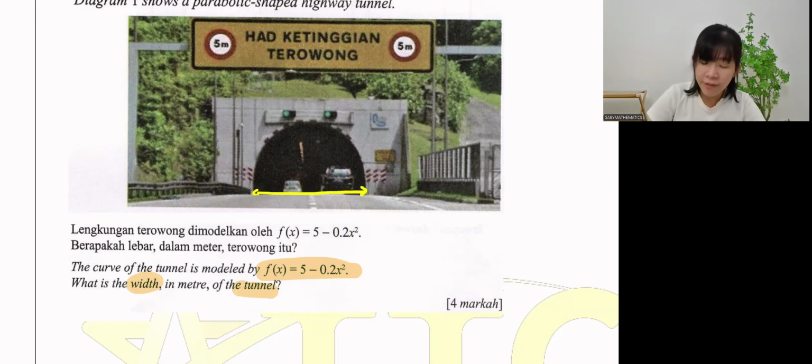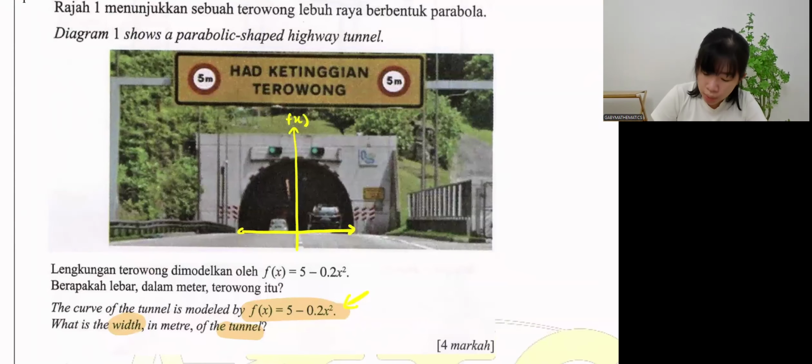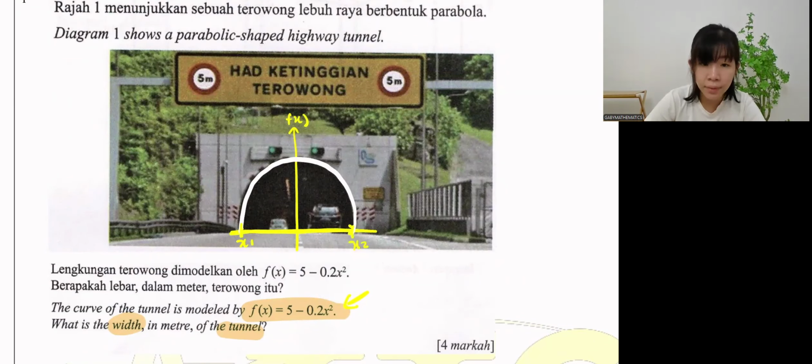They use a function to model it, which means you can draw the y-axis, f(x), in the middle. We model this as a function, and this one you put f(x). Now, if I want to know the width of the tunnel, you see this is the base. As long as we know x1 and x2, then we will be able to tell the width, right?